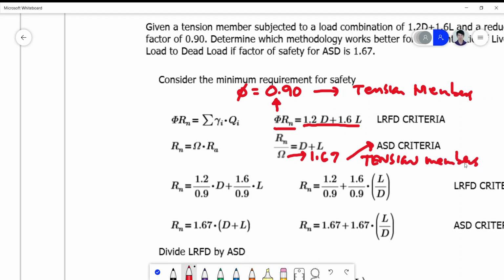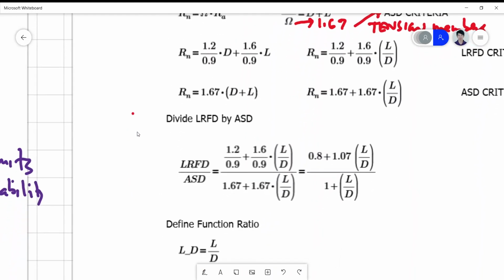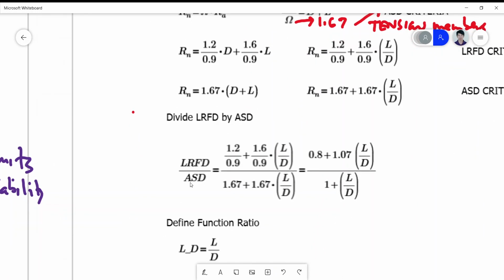Again, you just look at the ASD AISC criteria for such values in case you don't know what to use. Okay, so this is divided by D also, so that's why the D there vanishes, and you now have a single argument in terms of the live-dead ratio. So we divide LRFD and ASD in order for us to compare LRFD. So we come up with this equation here.